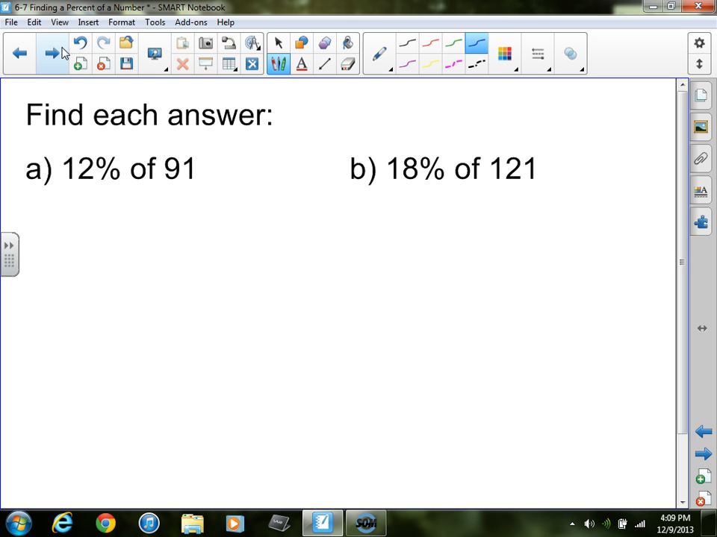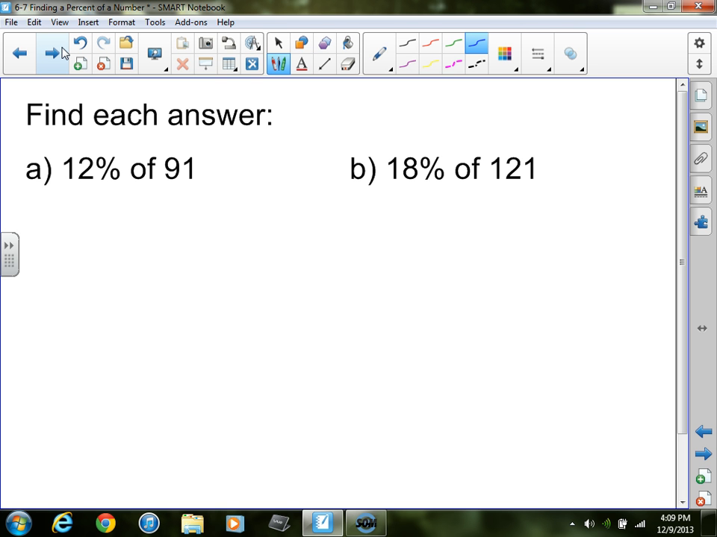Now for these 2 problems, once again, please pause and try them on your own, and let's see what you get. Let's see if you are able to follow the steps correctly and get the same answer that I do. So go ahead and unpause it when you are finished.